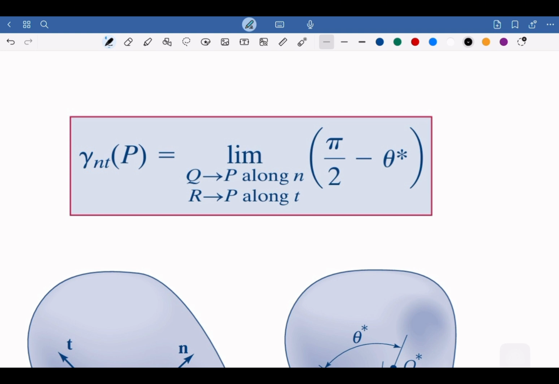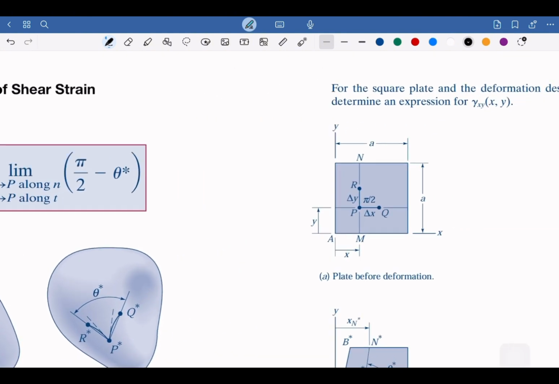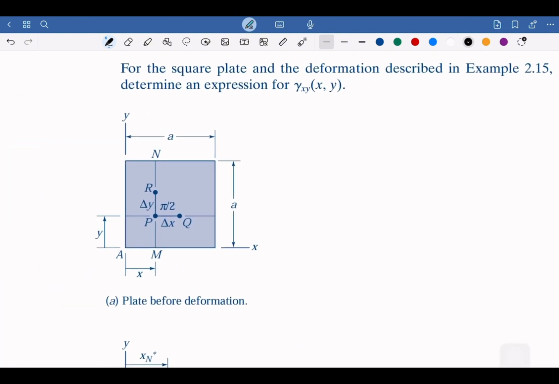So basically, if we make it into some example, similar to the previous extensional strain, for example, here we have a plate, a square plate.